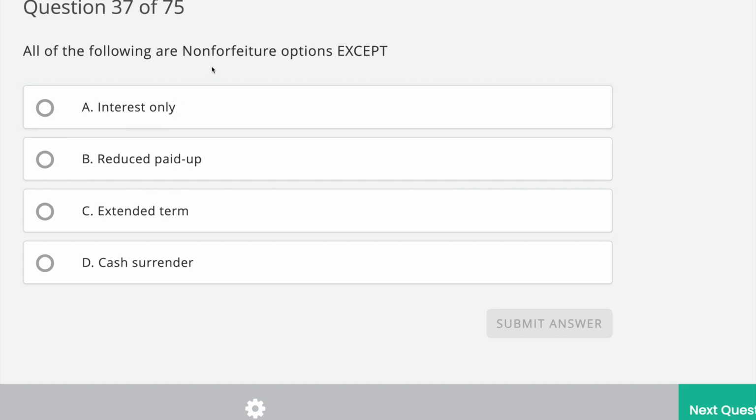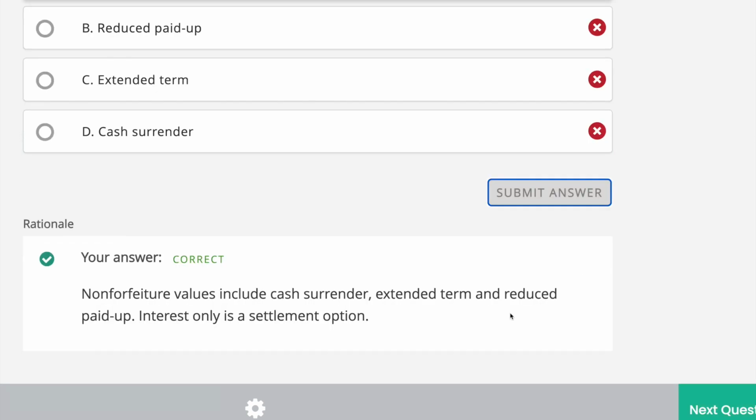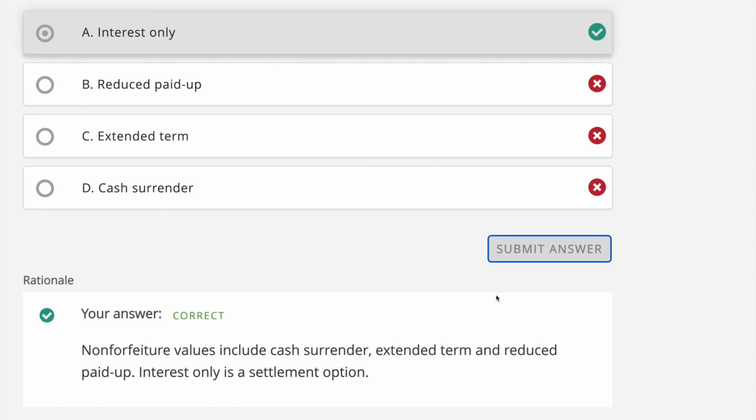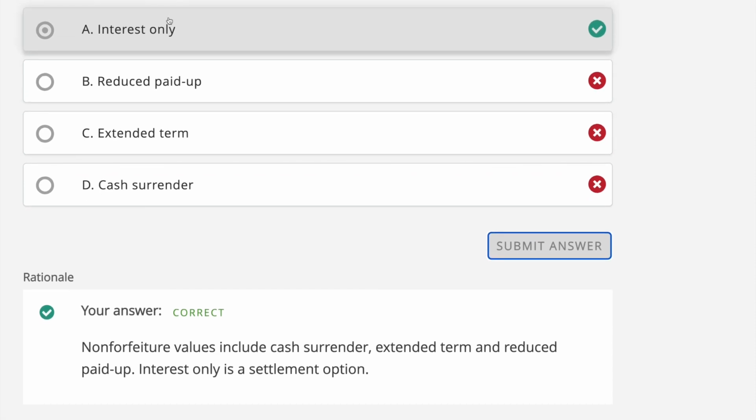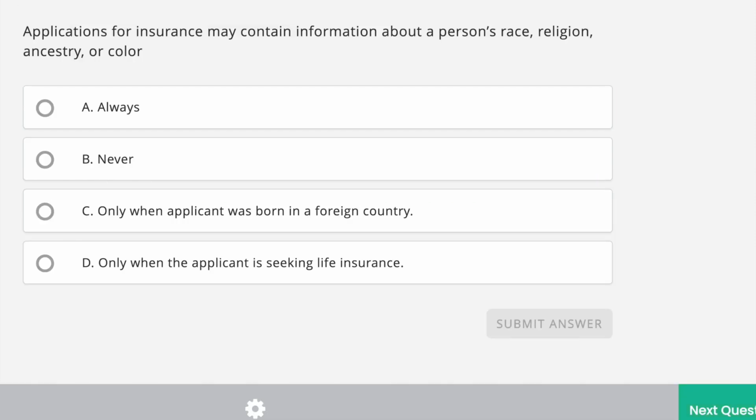Non-forfeiture options means I don't want to forfeit. Extended term, reduced paid up, interest only, cash surrender. It's going to be interest only. Okay, so these are the three non-forfeiture options: reduced paid up, extended term, cash surrender value. Those are non-forfeiture options. That means you don't want to forfeit your policy, so I want to keep the policy or I want to just cash out. Okay, that's non-forfeiture options. And applications for insurance may contain information about a person's race, religion, ancestry.